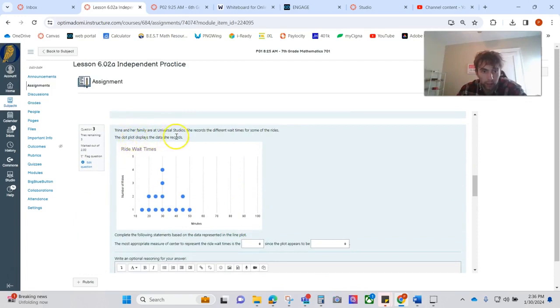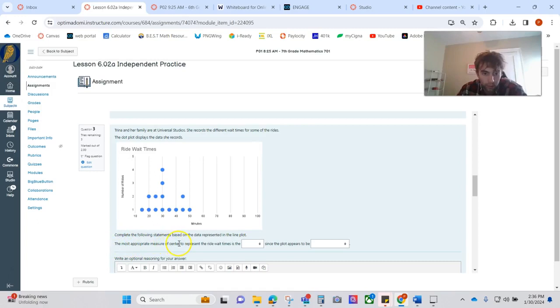All right, Trina and her family are at Universal Studios. She records different wait times of the different rides and plots them on the data. So, number of rides. I see here 4 rides waited 30 minutes, 1 ride waited 50 minutes, 2 rides waited 20 minutes. Okay, complete the following statement based on the data represented in the line plot. It's a dot plot, not a line plot.